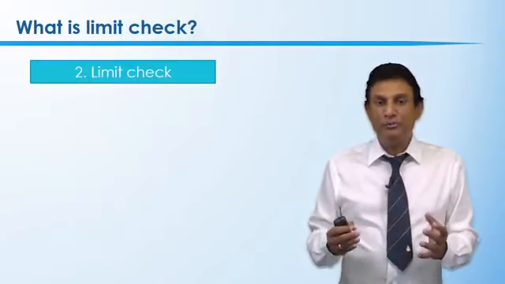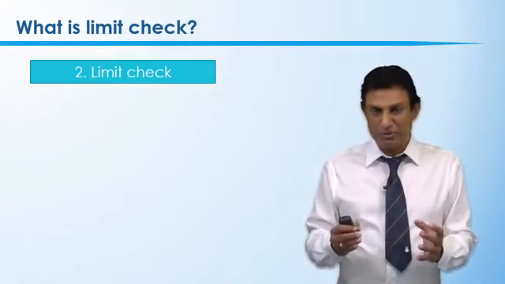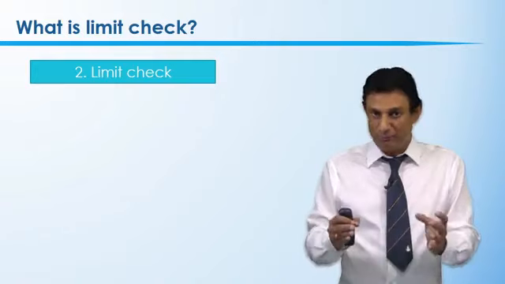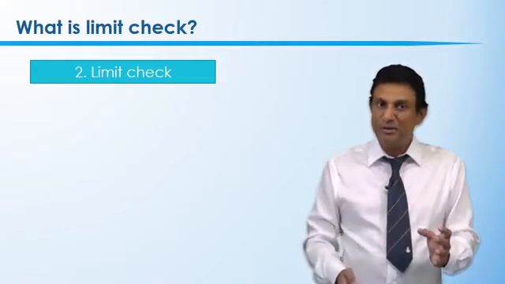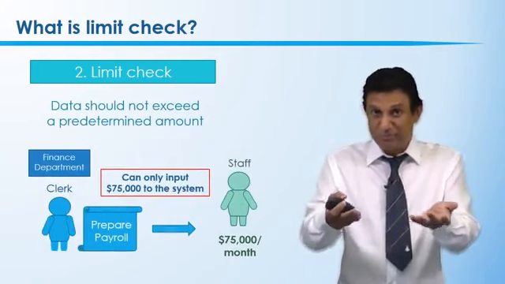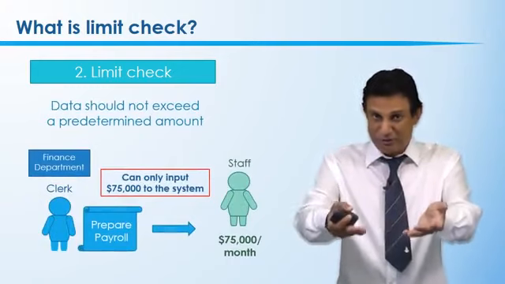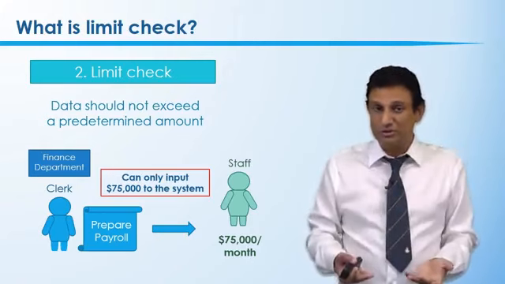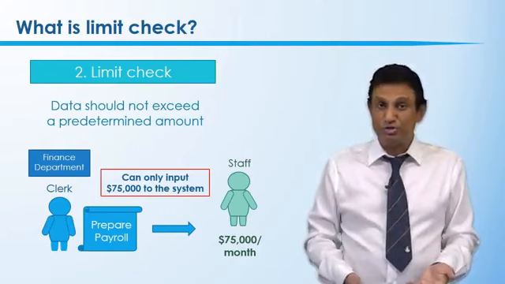Then we have something called a limit check. What does limit check mean? The system does not exceed a predetermined amount. Can you think of an example? The example could be the one we have discussed before, the salary example, where 75,000 is the maximum limit. If the salary is more than 75,000, the system is going to reject it, right?